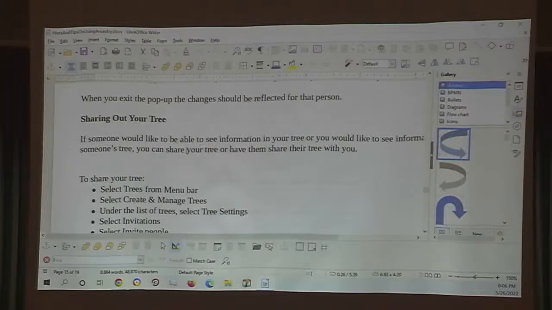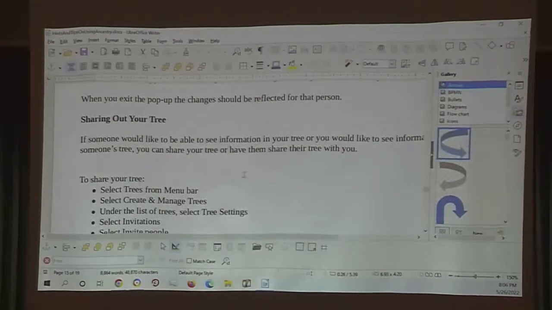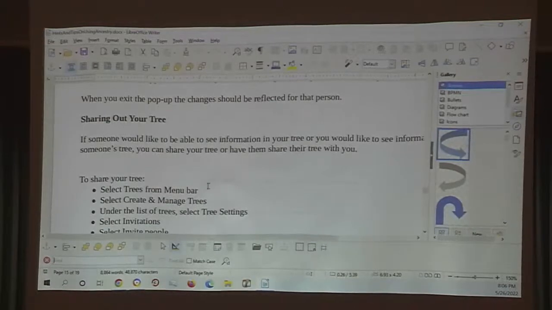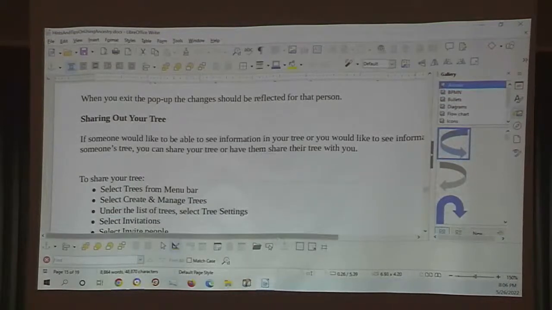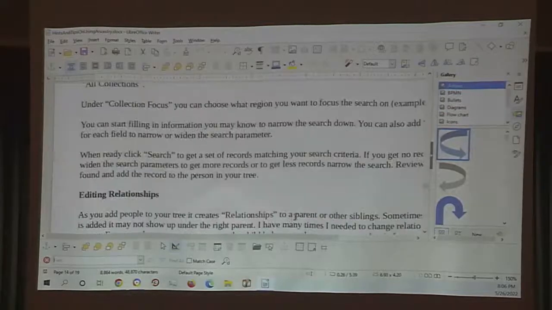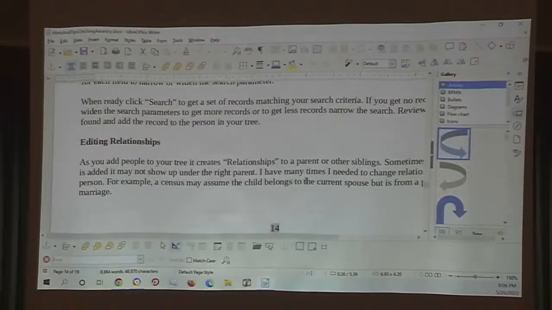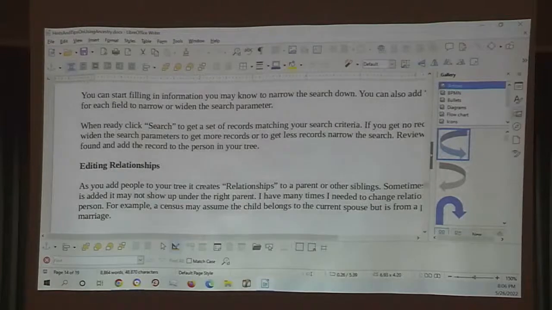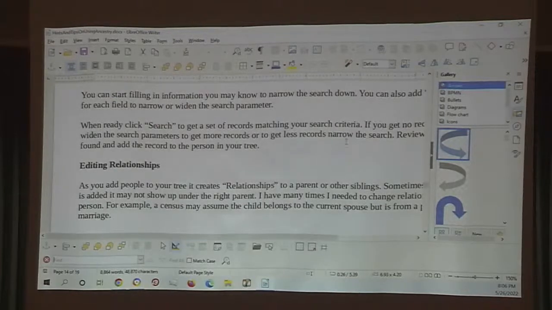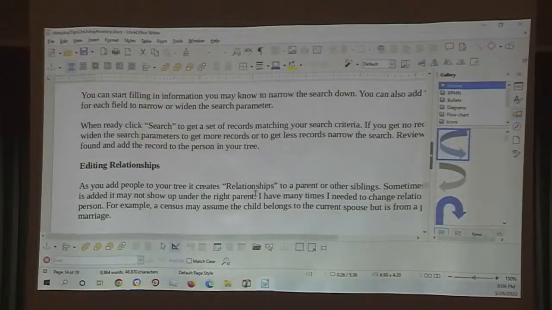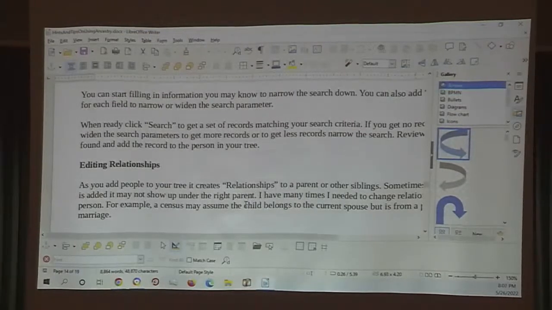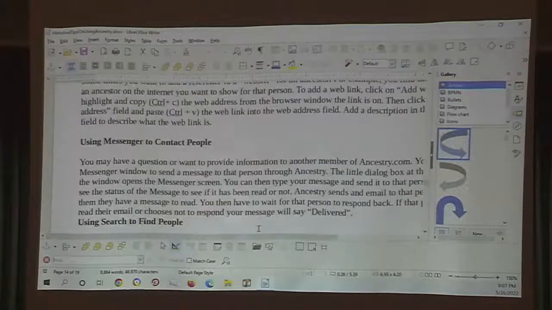You've all shared out your trees to other people, so you know how to do that, right? I'm probably not going to have a whole lot. It's in the paper here on doing it. If you go on to the senior website and download this, you can see that. You also know how to merge duplicate records when you find them. That's described in here for you.